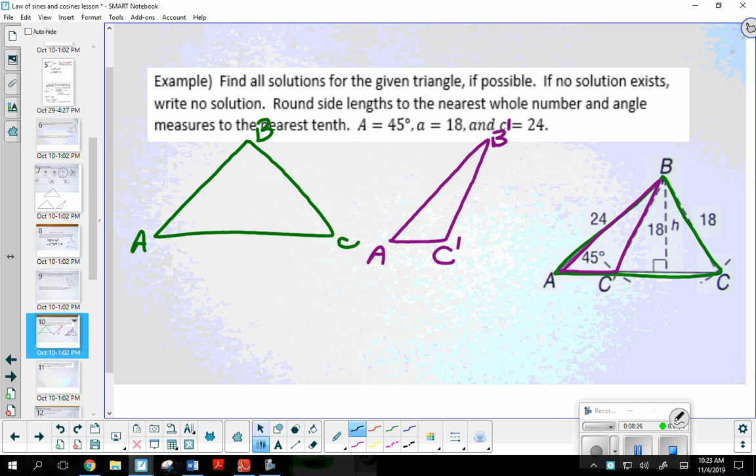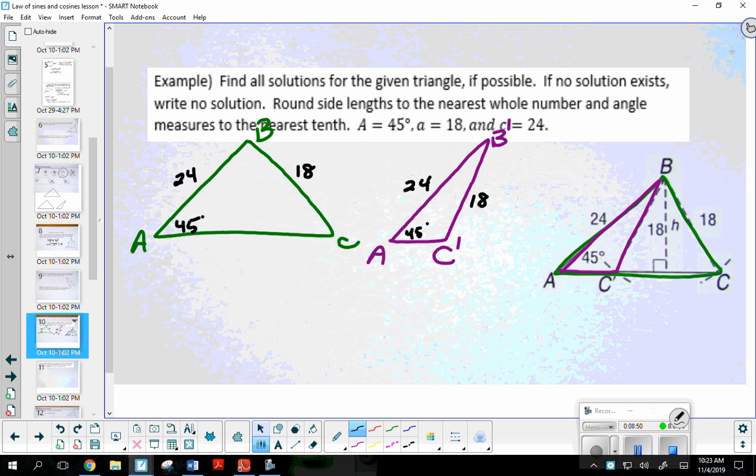Well, let's go ahead and fill in my information. We know that angle A was 45 degrees, so 45 degrees, 45 degrees. We know the side length across from it was 18. So here's 18. This side length is 18. And side C was going to be 24. So here's 24, and here's 24. So there's your side angle scenario.